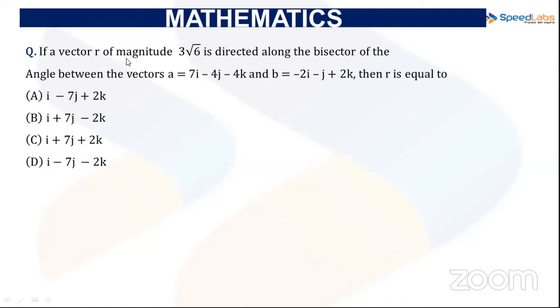If a vector r of magnitude 3 root 6 is directed along the bisector of the angle between the vectors a equal to 7i minus 4j minus 4k and b equals to minus 2i minus j plus 2k, then you have to find out vector r. All right. So please attempt this question.